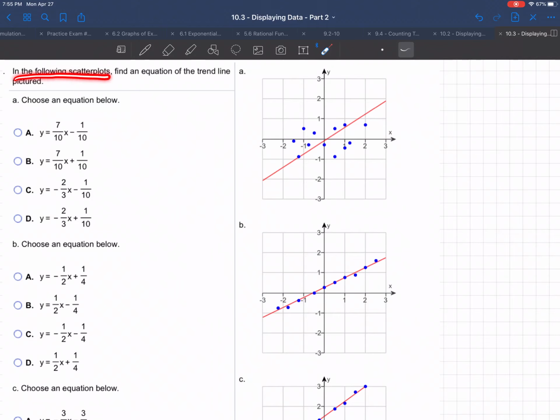In the following scatter plots, find an equation of the trend line pictured. Okay, so this line is going up to the right like that. Now, the deal on these lines, there's some things you need to know. Let me put it over here for you.